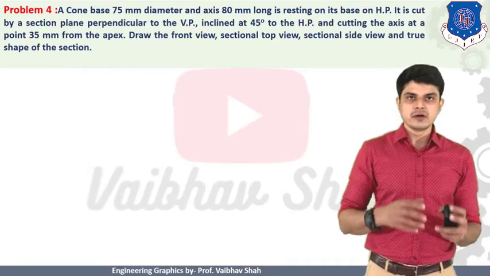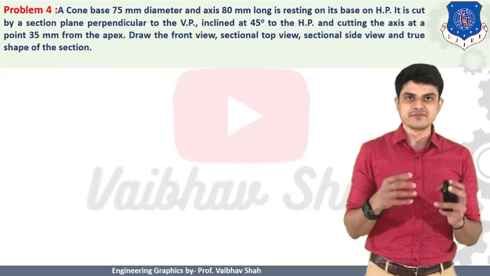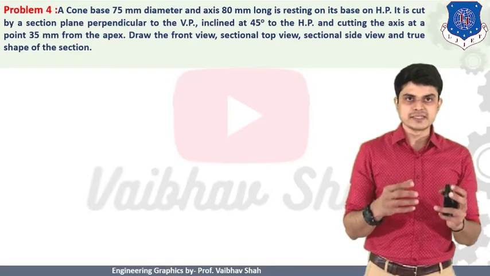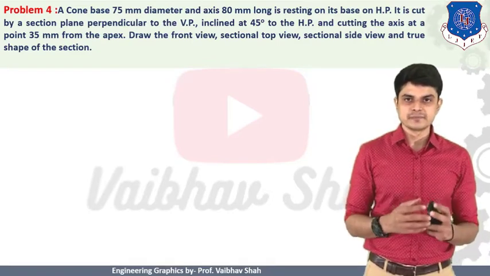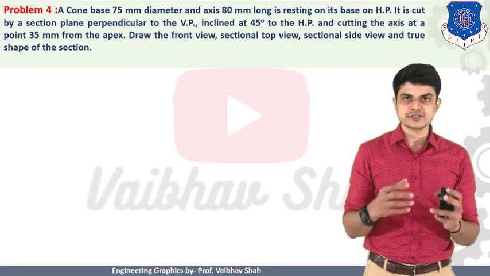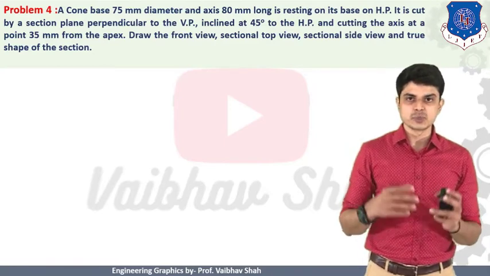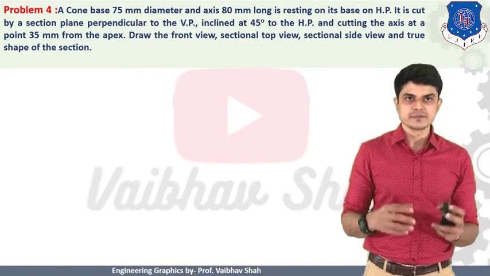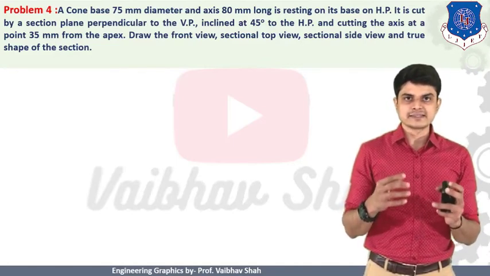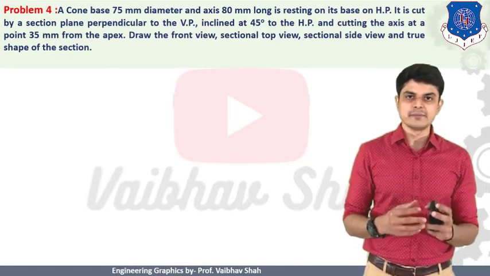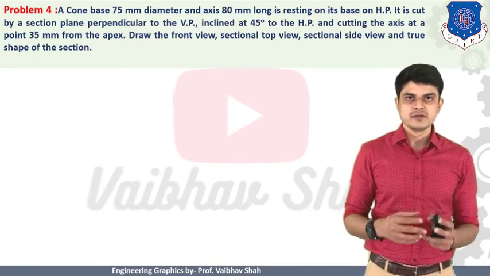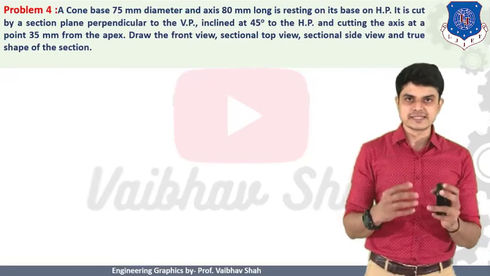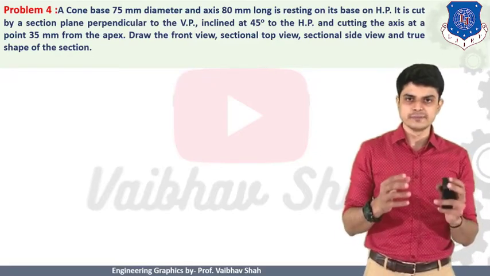Example number 4. A cone with a base 75 in diameter and axis 80 mm long is resting on its base on HT. It is cut by a section plane perpendicular to VP and inclined at 45 degrees to HT, and cutting the axis at 35 mm away from the apex. Draw the front view, sectional top view, sectional side view, and the true shape of the section.